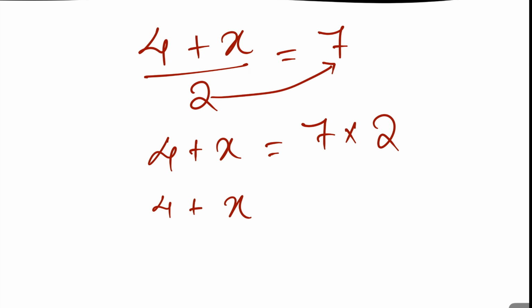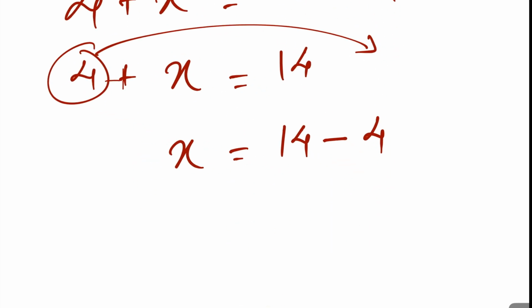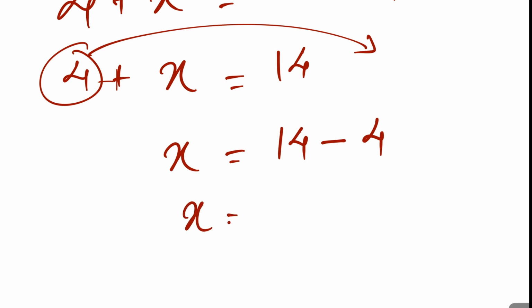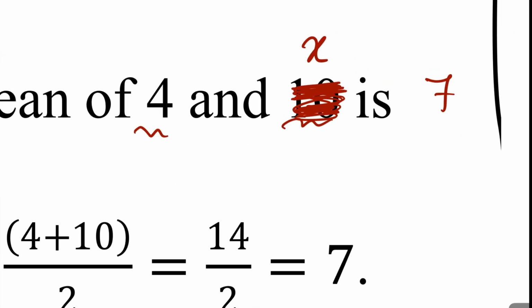4 plus x equals 7 times 2 is 14, and I'm moving the 4 to the right hand side. Remember, this is addition, so when 4 is going to the right hand side, it becomes subtraction. So 14 minus 4. So what's my final answer? x equals 10. See, that is the same number I had hidden here. We got the same answer.